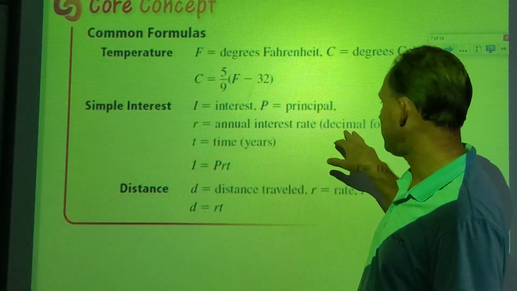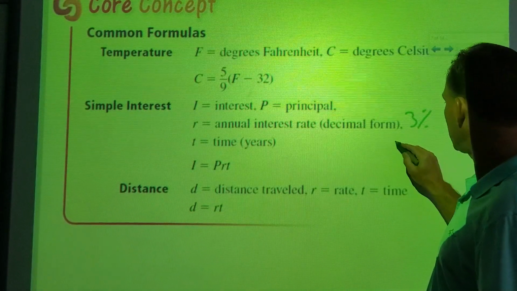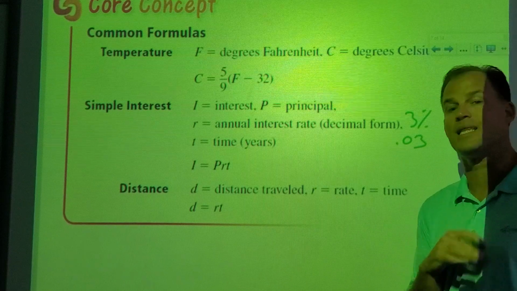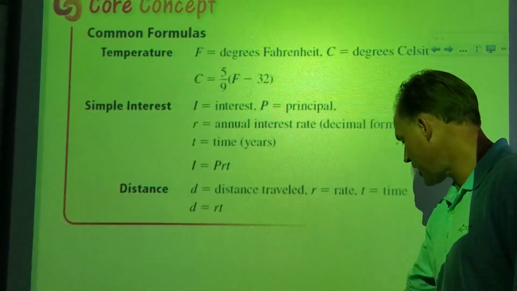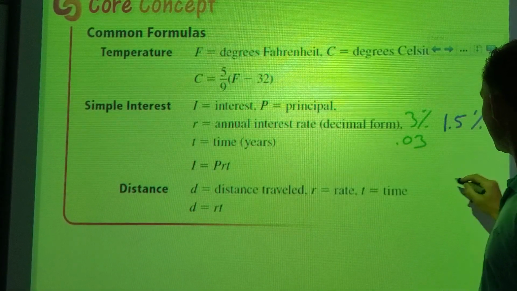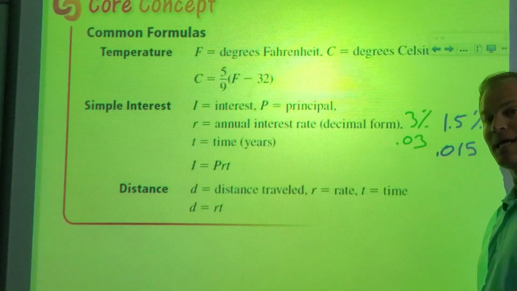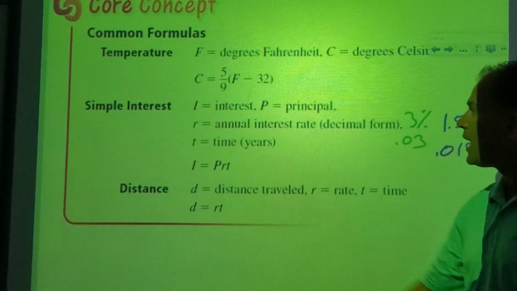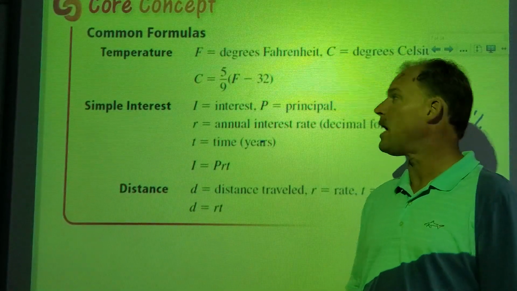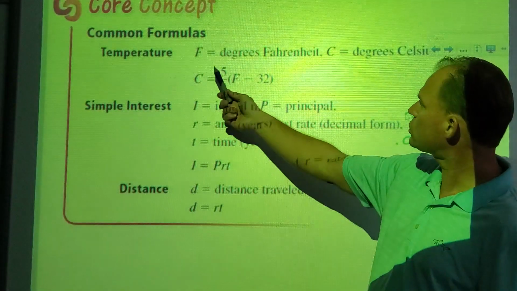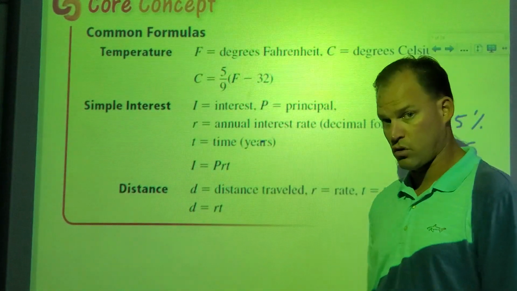R is your interest rate, but you need the decimal form. So quickly, if I say 3% interest, remember you divide by 100 to get the decimal form for a rate, so that would be 0.03. If I would say 1.5%, that's 0.015. Divide by 100 to get that form that you need. And then T is time in years, okay? So again, a simple interest formula will pop up. And then this formula converts from, it starts in Fahrenheit and gives you a Celsius or centigrade answer, okay?